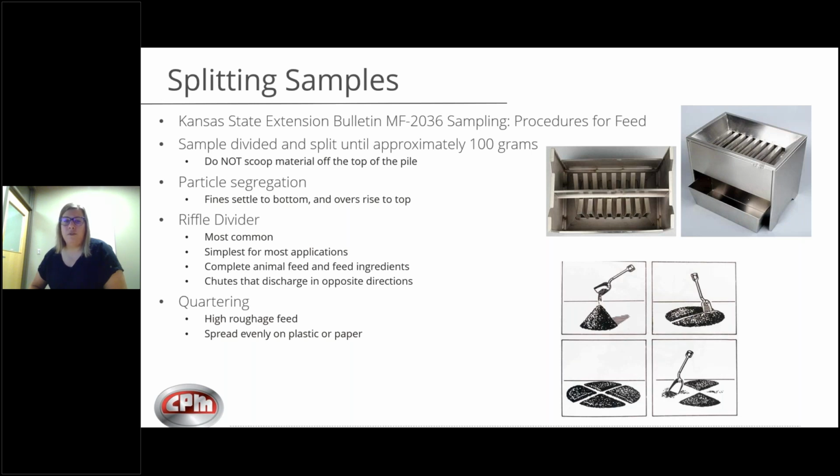And so there's two ways we can do this. The top two pictures are of a riffle divider, and this is the most common and simplest for most applications. This is used for animal feed and feed ingredients. And it does this by having chutes that discharge in opposite directions. The other method is quartering, which can also be used if you do not have a riffle divider, but it is used for high roughage feed that contains hay or grass. And we do this by spreading the sample out evenly onto a piece of paper or plastic and then dividing from there.